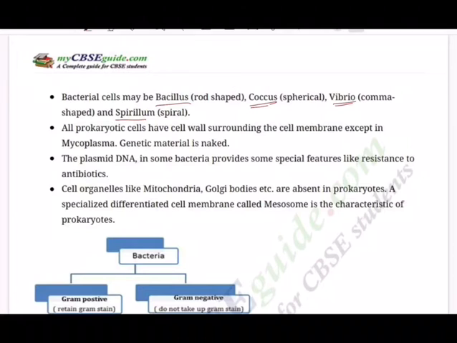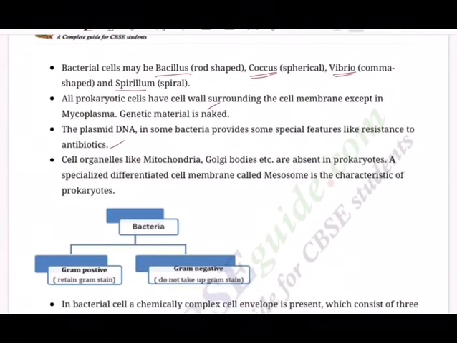All prokaryotic cells have a cell wall surrounding the cell membrane except in mycoplasma. Genetic material is naked. The plasmid DNA in some bacteria provides some special features like resistance to antibiotics. Of course, if you may recollect from the biotechnology chapter, we talked about this. Plasmid, extra chromosomal circular DNA. So remember that, and it has got genes that resist antibiotics.